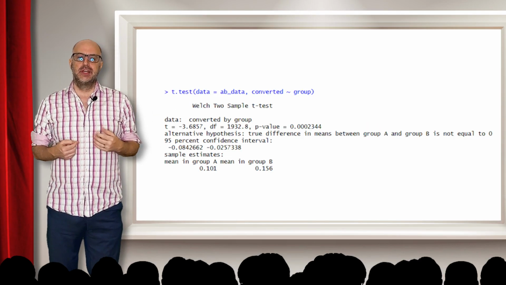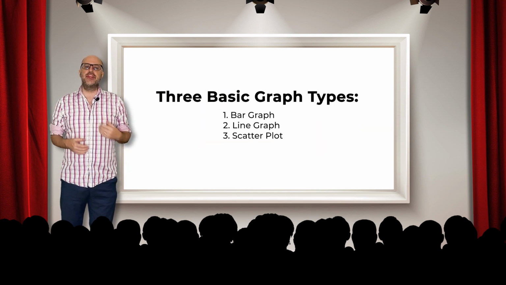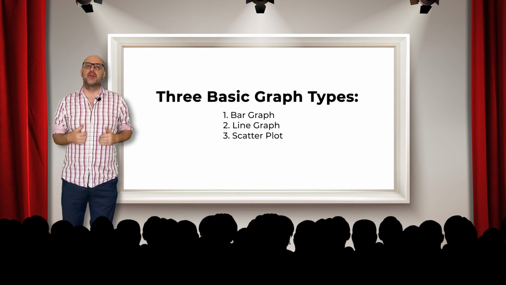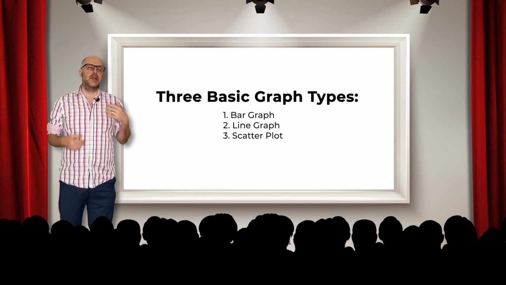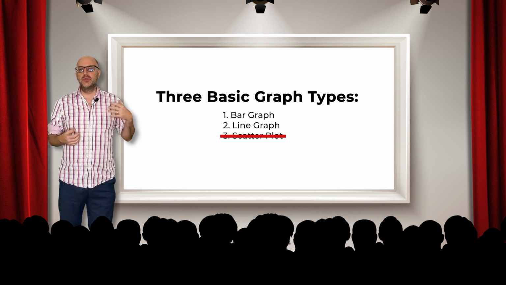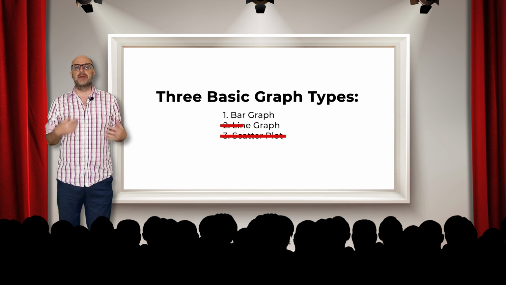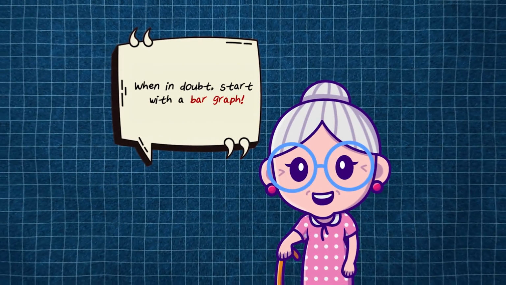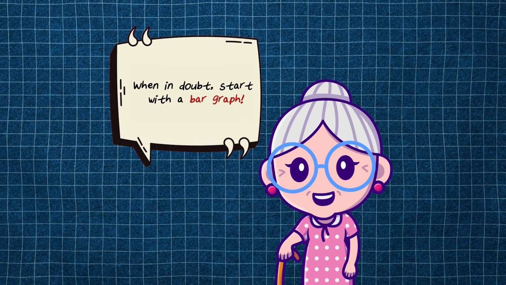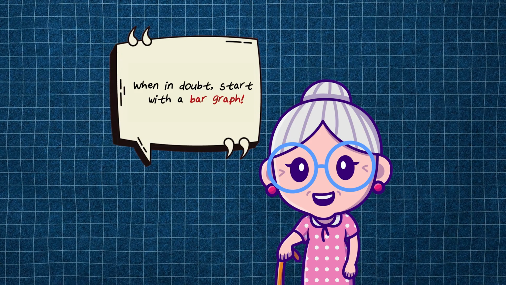Excellent question. Let's go back to what we've learned, our three basic graphs, and think about which one is the most appropriate for this situation. There's only two groups here we want to compare, so probably not a scatter plot. There's no linear component to it, so probably not a line graph. I think it's time for a bar graph. Meemaw used to always tell me, when in doubt, start with a bar graph, so that's what we'll do.